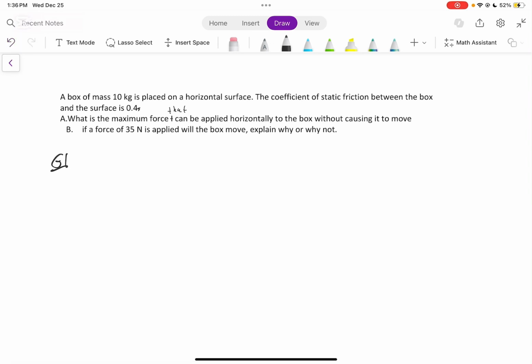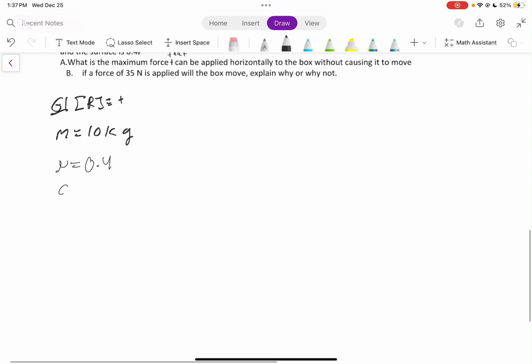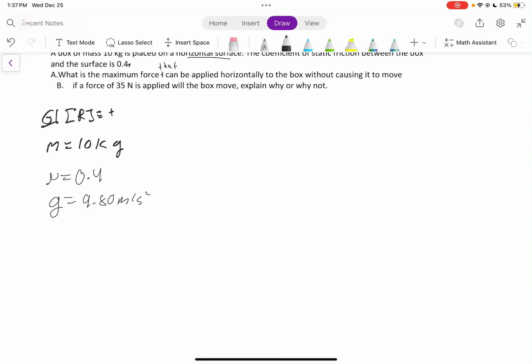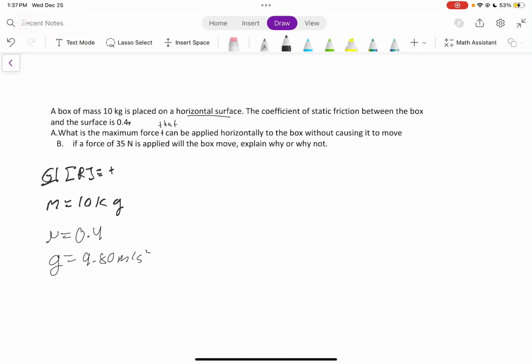We know a box of mass, and we can go ahead and set right as positive, even though there's no direction. It's still a good habit to set our direction as positive. So a mass of 10 kilograms is placed on a horizontal surface. The coefficient of static friction between the box and the surface is 0.4, so we know that mu is 0.4. We know what gravity is, 9.80 meters per second squared. And what else do we know here?